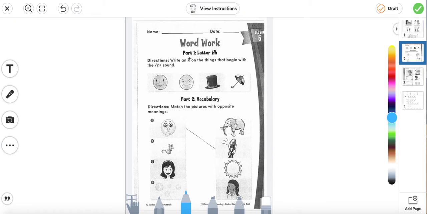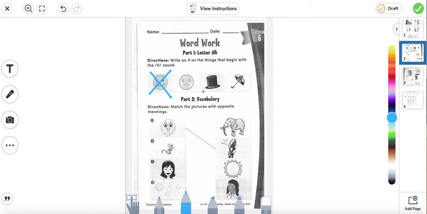Word work. Part 1, letter H. Write an X on the things that begin with the H sound. What do you see in this picture? A happy face. Happy. Does happy begin with the H sound? Yes. So we're going to draw an X. Let's look at the next picture. What do you see? A sad face. Sad. Does sad begin with the H sound? No, so we're going to leave it alone.